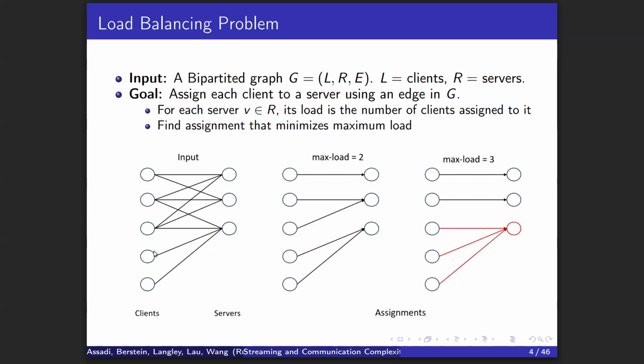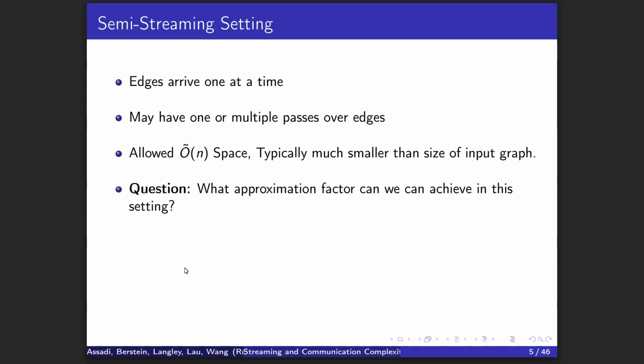We also let n denote the number of clients on the left side. This is the problem, and we will be studying it in the streaming and communication complexity settings. In the streaming setting, the edges arrive one at a time, and we can potentially have one or multiple passes over the input. In this setting, we are only allowed to use O tilde of n space, so typically much smaller than the size of the input. And the question is, what is the best approximation factor we can get on this load balancing problem given these constraints?